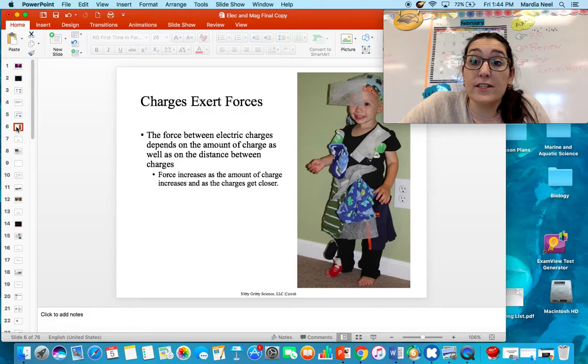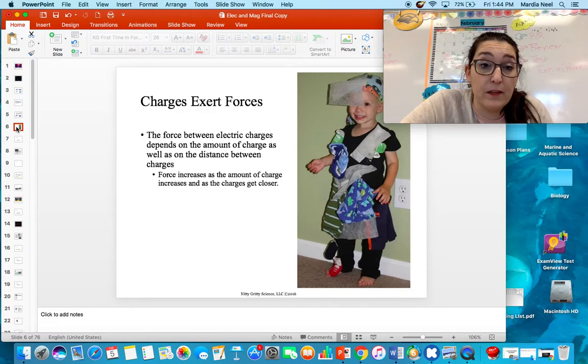And those charges exert forces. So the force between those electric charges depends on the amount of charge as well as the distance between them. So as the amount of charge increases, the force increases. So the more buildup of electrons on something, the more negative it is, the more force it's going to have.